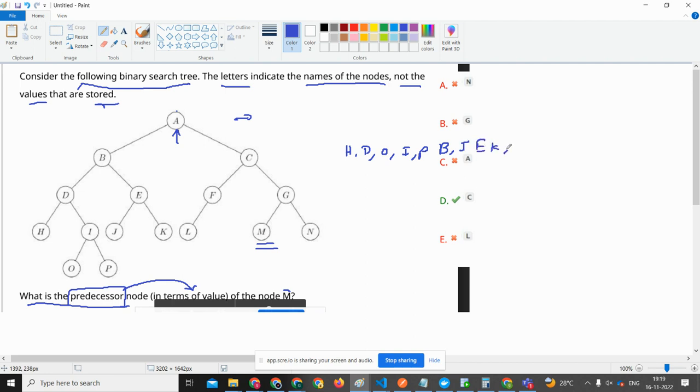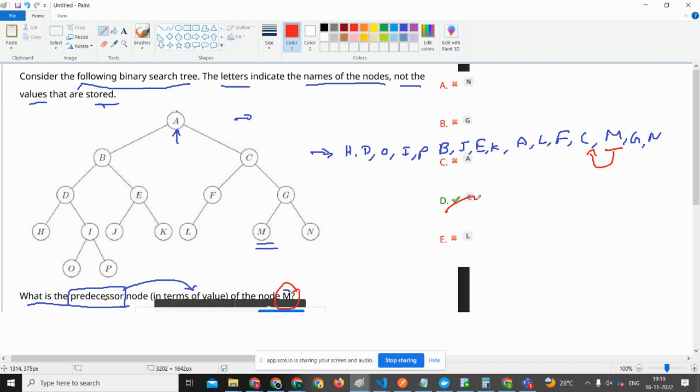It's kind of in-order traversal, right? Exactly. That is the in-order, the sorted one. Go ahead. A, then L, F, C, M, G, N. So, Pooja, you need to write it like this, in order. Now tell me what is the predecessor node for M? It's C. Very good. So hence the answer is C.